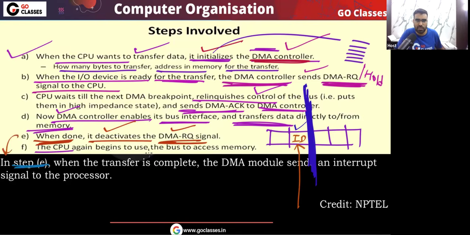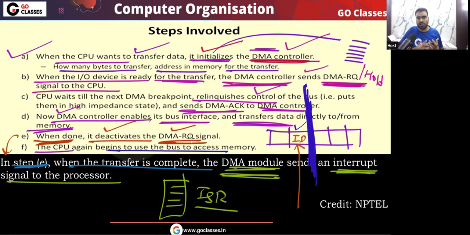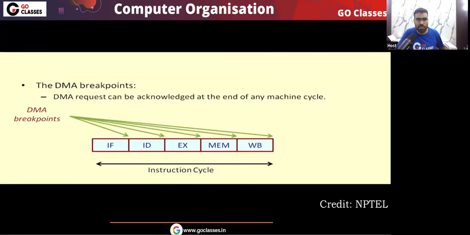One more thing: when the transfer is complete, the DMA module will send an interrupt signal to the processor, and the processor will execute the ISR. When the transfer is complete, the interrupt signal comes, the CPU executes the ISR, and then the CPU resumes its work. The CPU will take control of the system bus and do its work. So these are the steps.